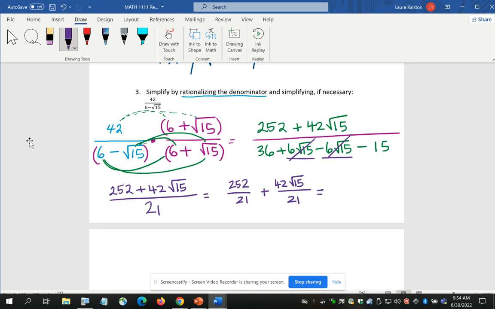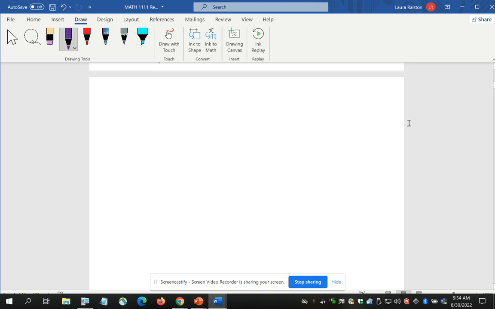So 252 divided by 21 gives me a value of 12, plus 42 divided by 21 is 2, so I get 2 on the square root of 15. This is ultimately your answer. Okay, when you get 42 divided by 6 minus square root 15 rationalized and simplified, you always want to simplify any kind of fraction that you have. You get 12 plus 2 square root 15.